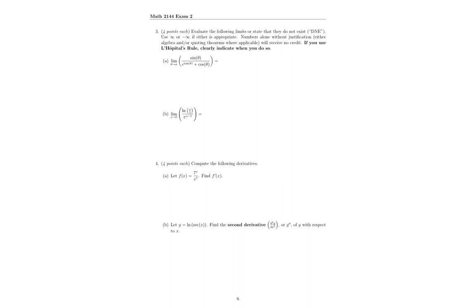Tangent of pi is 0, so e to the 0 will be 1. Cosine of pi is -1. So I'll get 1 plus -1, so I'll get 0 in the denominator. So I'm noticing that at pi, I'm getting this indeterminate form of 0 over 0. So because of that, I'm allowed to apply L'Hopital's rule. So let's just note that this is an indeterminate form of 0 over 0.